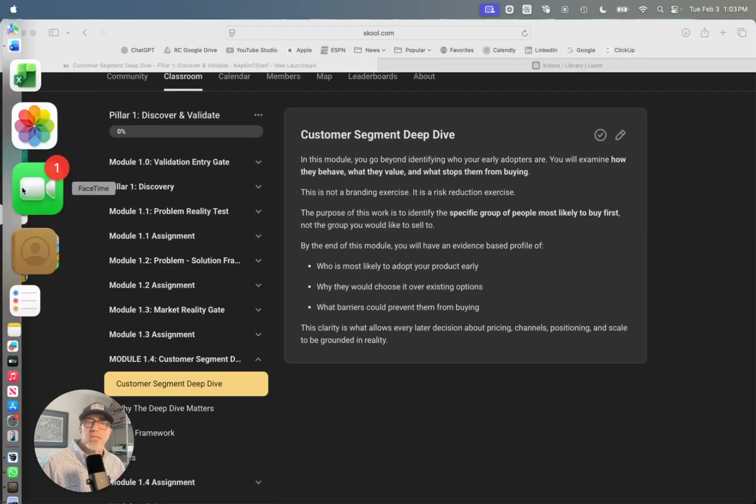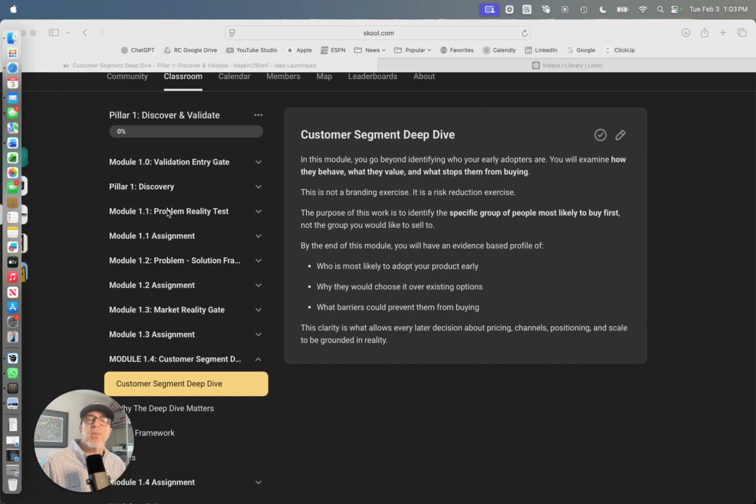You'll see the customer segment deep dive, and what this does is helps you examine how your customer may behave, what they value, what might stop them from buying. This is not a branding exercise, it's a risk reduction exercise. The purpose of this work is to identify the specific group of people most likely to buy first, not the group you would like to sell to.